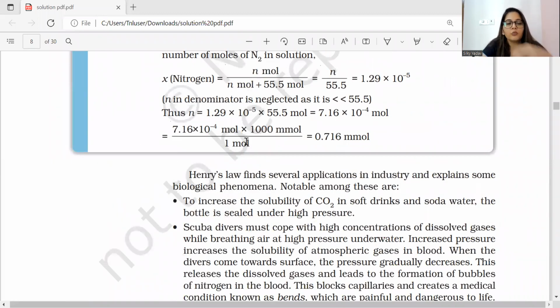Now, we will be talking about more applications related to Henry law, because application is something which you all should be aware of.